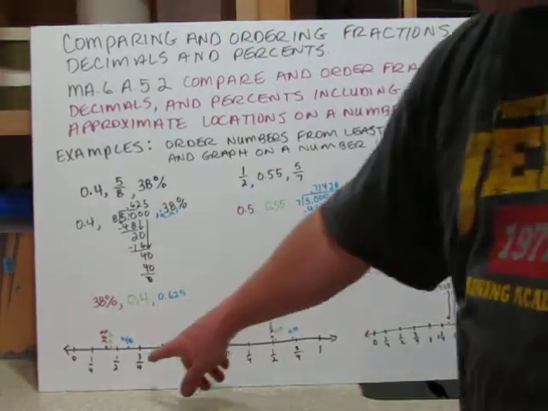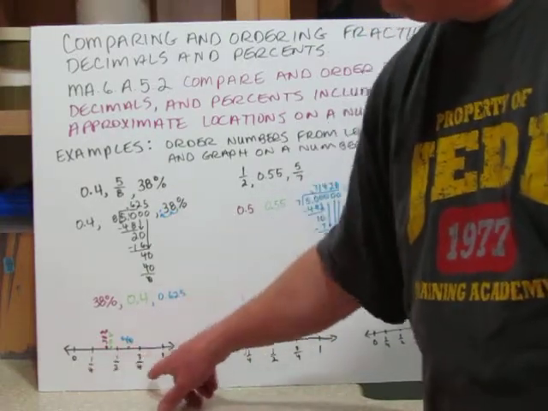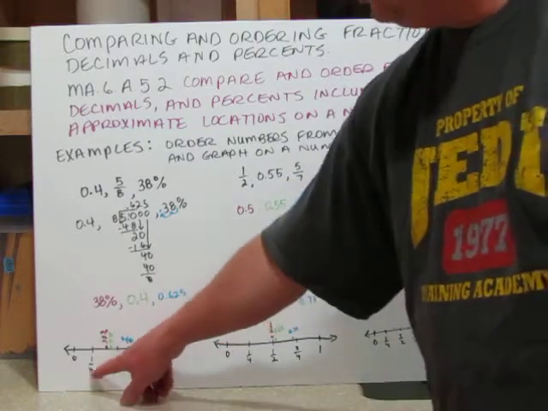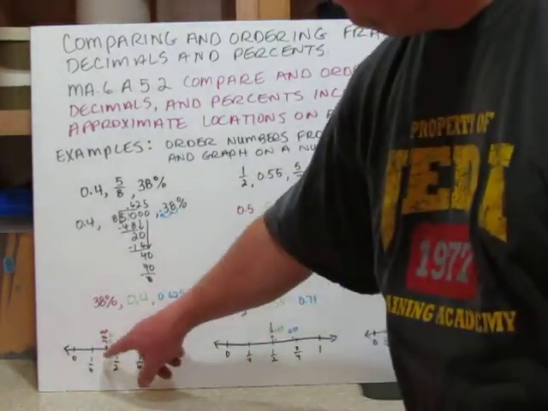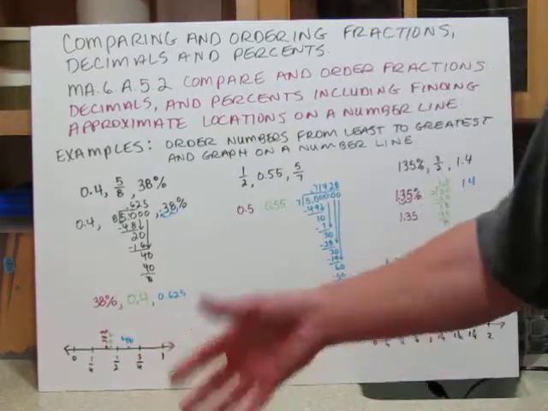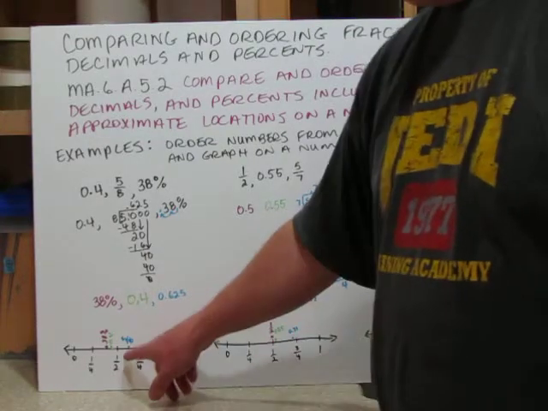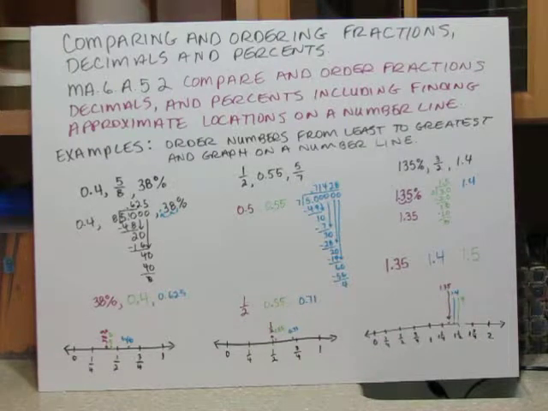And then to put it on the number line, I have a number line from 0 to 1, and I have it incremented in quarters. So I have 1/4, 1/2, and 3/4. And 38% would fall about right there, below a half, but above a quarter. And so would 0.4, but it's a little bigger than 38%. And then I have 5/8 falling between a half and 3/4. Okay, so that's the first example.